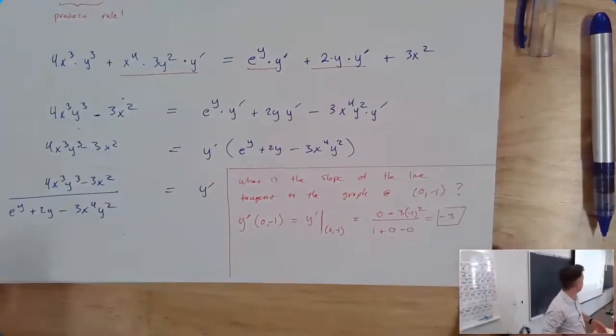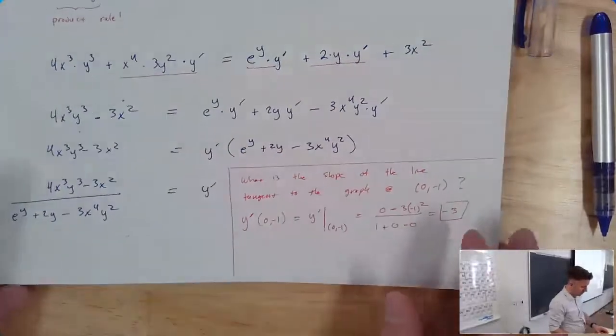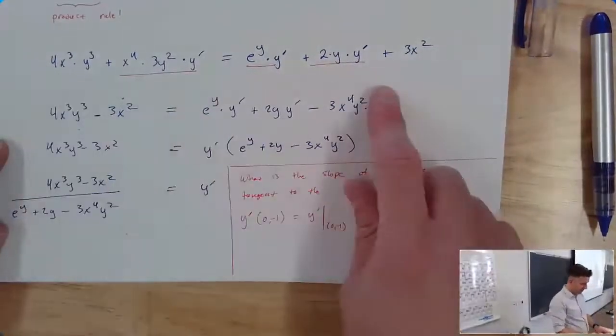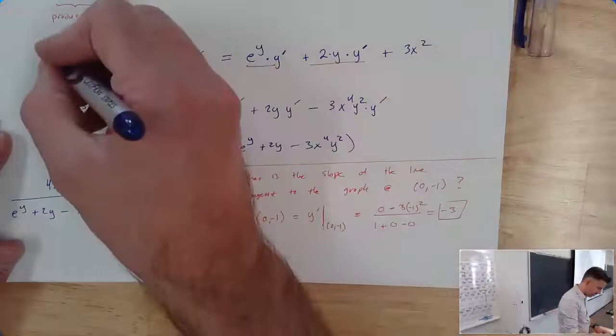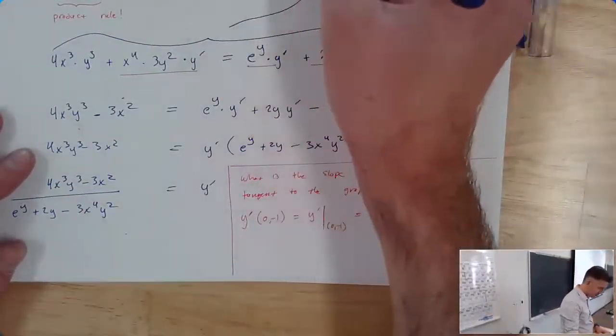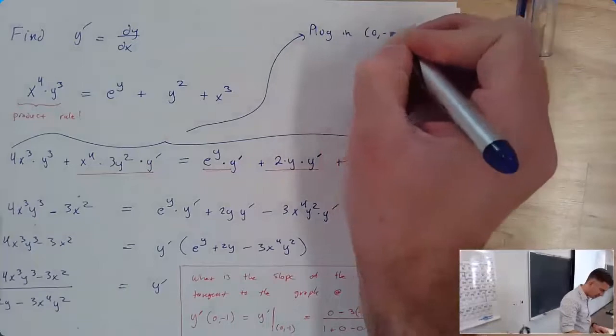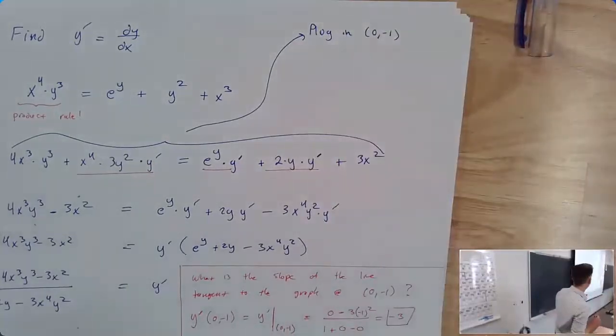Now, what I want you to see again, because I do think it's worth seeing, is if they had only asked us to find the slope of the tangent line at the point (0, -1), instead of asking us to find the derivative, we could have just taken the derivative of both sides, and then at this juncture right here, after we've taken the derivative, we then could have plugged in the point. We could have plugged in (0, -1). And look how easy it becomes if we plug in 0 for y and -1 for x.